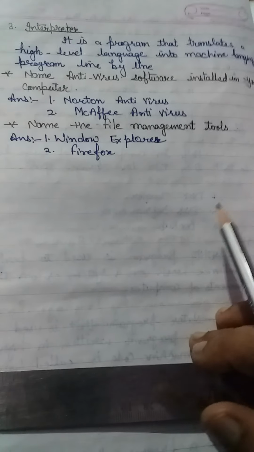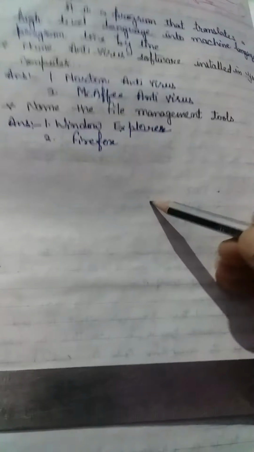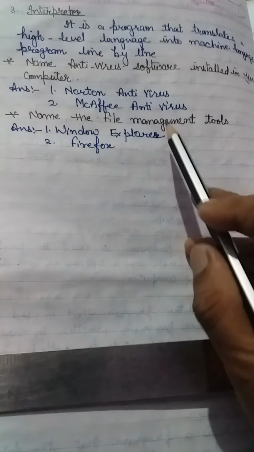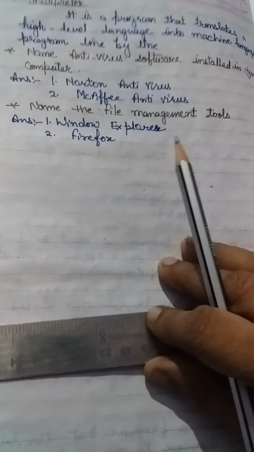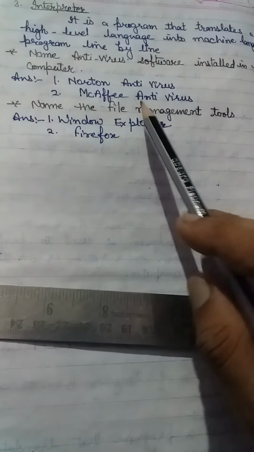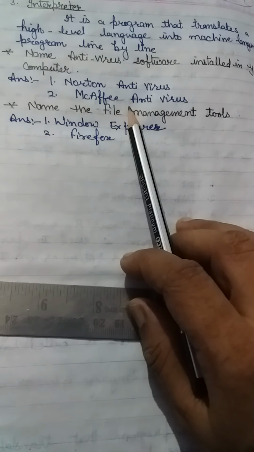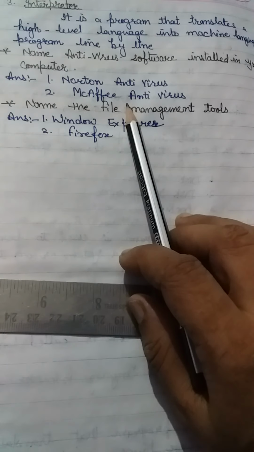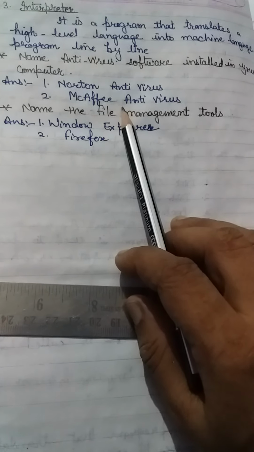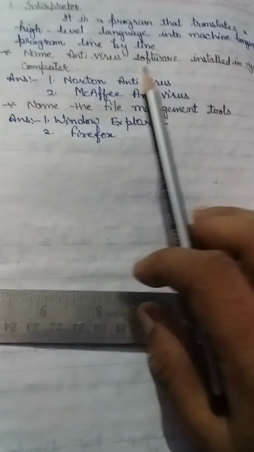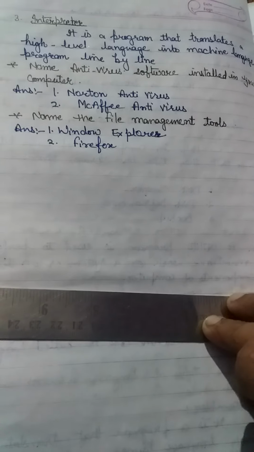Now come to the simple questions: name the antivirus software installed on your computer. There are so many antivirus programs. I just write down here Norton antivirus and McAfee antivirus. There are so many antivirus programs. If you use any in your computer, write down those names also, and then find out from the net the different types of antivirus you can install in your computer.